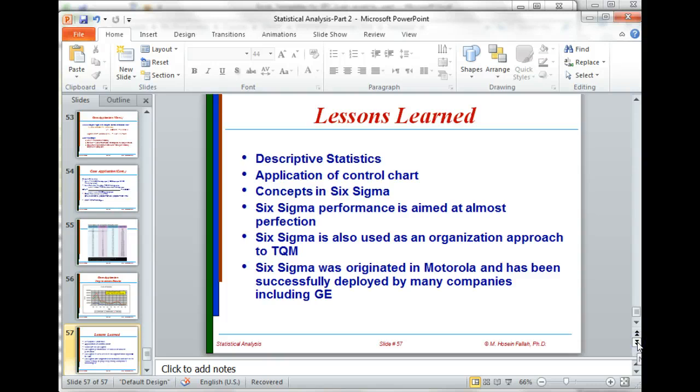So what we covered here is these two modules. I covered the descriptive statistics, some of the fundamentals of statistics. Then I covered some of the quality tools: Pareto chart, run chart, histogram. Then we got into the application of control charts, for both variables and attributes. I covered process capability, and then spent time covering what Six Sigma is and how you calculate the performance of any process. It's really not as complicated as it sounds, as I showed you in both of these examples.